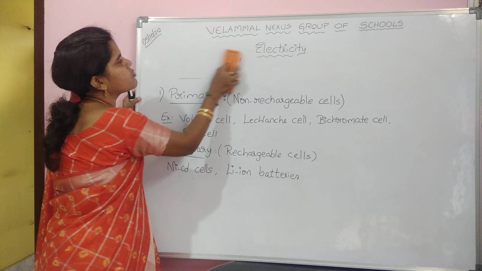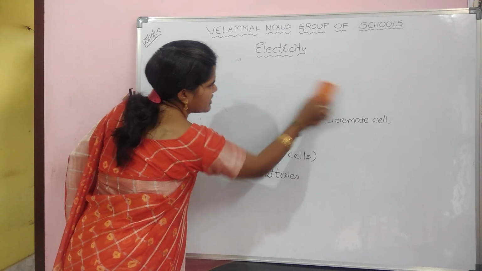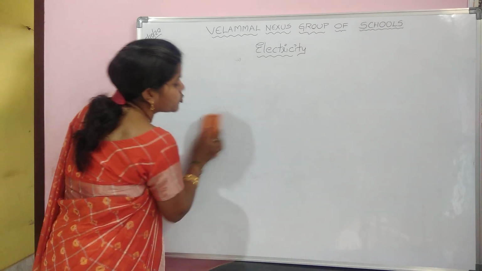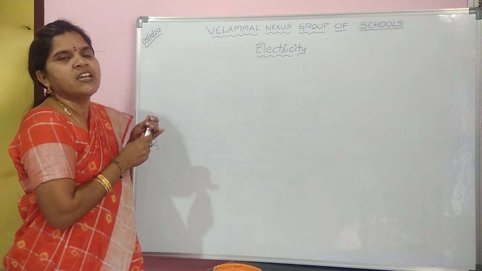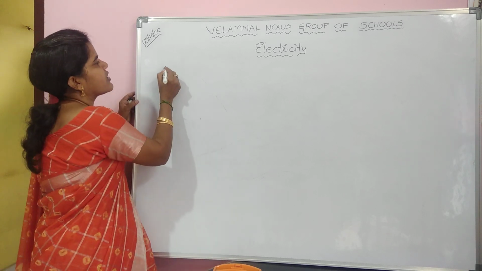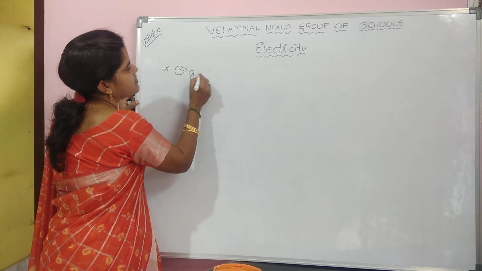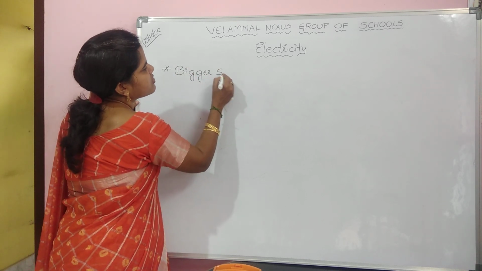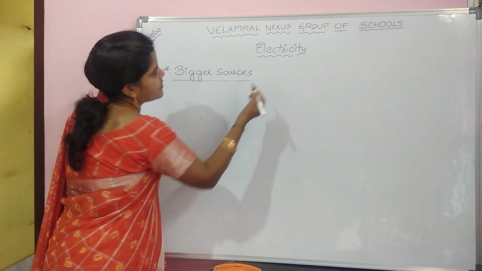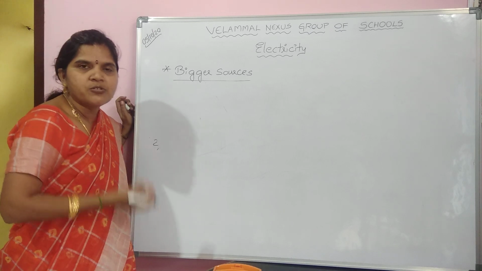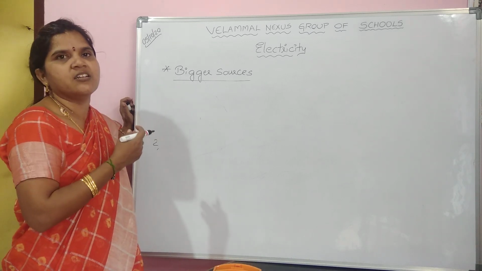We'll see about bigger sources of electrical energy. What are the bigger sources of electrical energy? The electrical energy which we use at homes for lighting, for running the refrigerator, TV, all of this comes under bigger sources of electrical energy. To run industries and factories, all of this comes under bigger sources of electrical energy. These are the bigger sources of electrical energy which you use at home, in industries and factories.